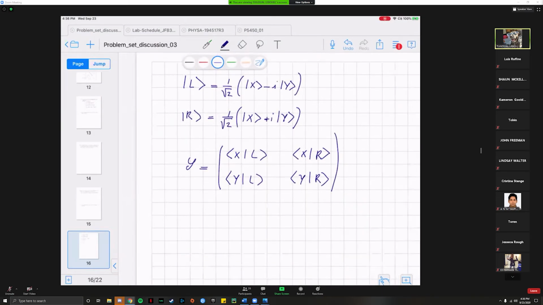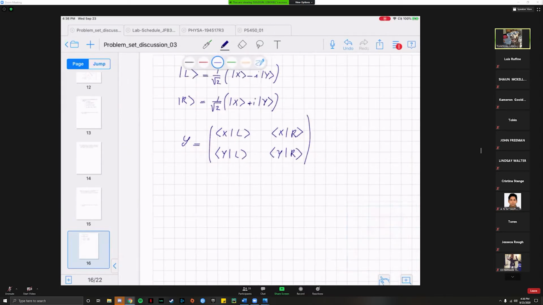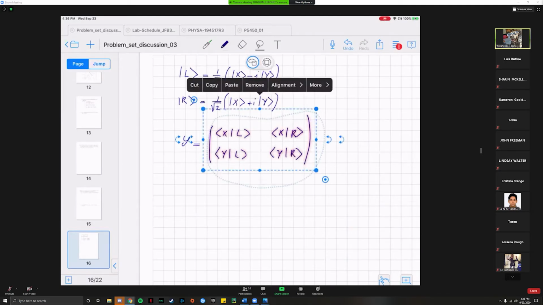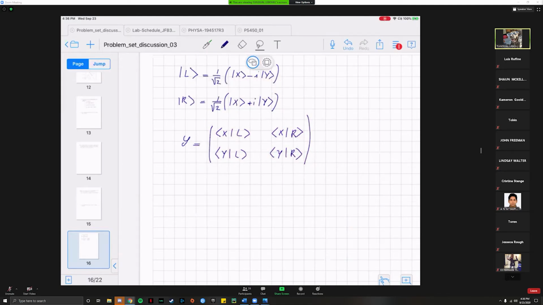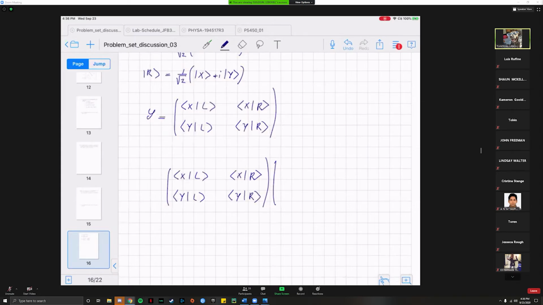And so then if you were to multiply, let me copy it. We use that matrix to multiply a state that we have in the LR representation. So let's say that state is psi.